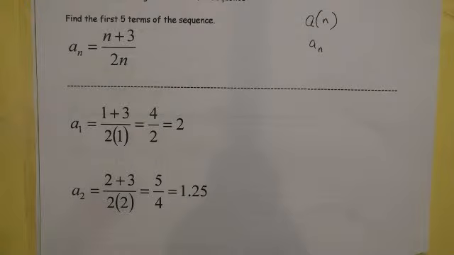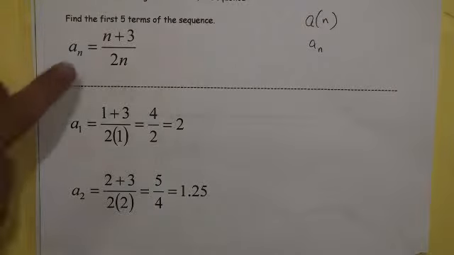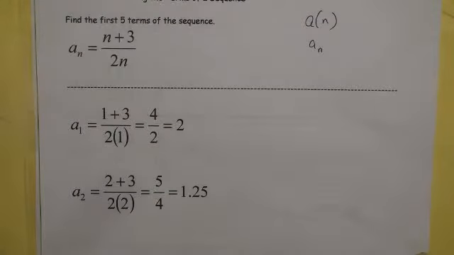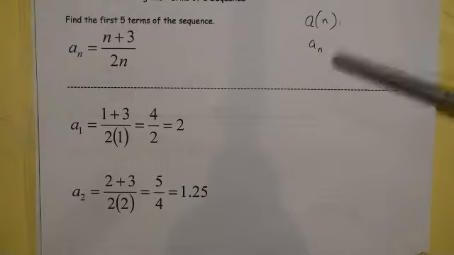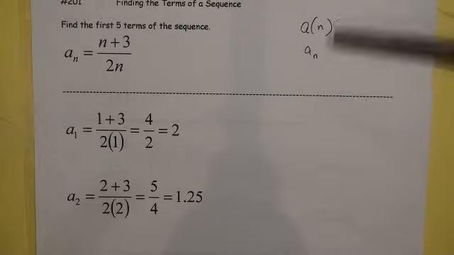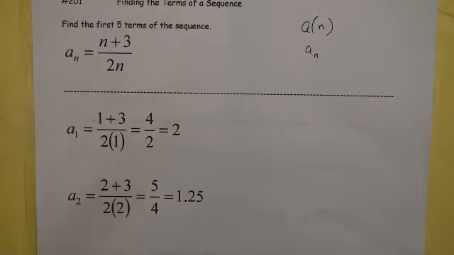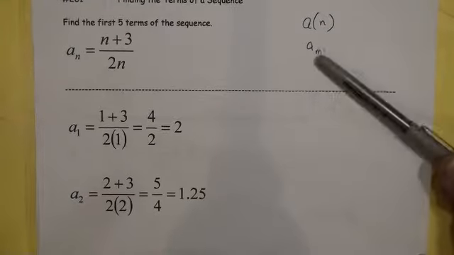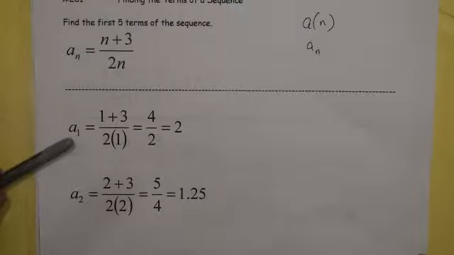201, find the first 5 terms of the sequence. A sub n equals n plus 3 over 2n. Here are the 2 different ways you'll see this. This means A of n. This is A sub n. So sometimes you'll see it written in different ways. This is A sub n. This means the first term.